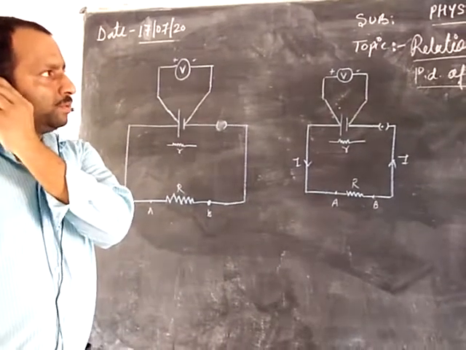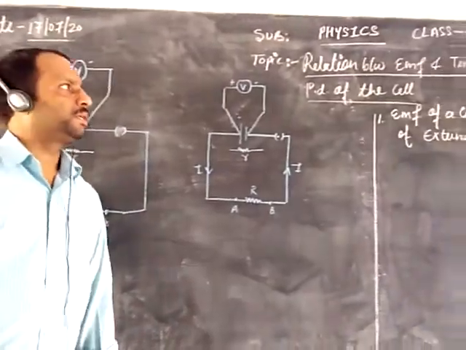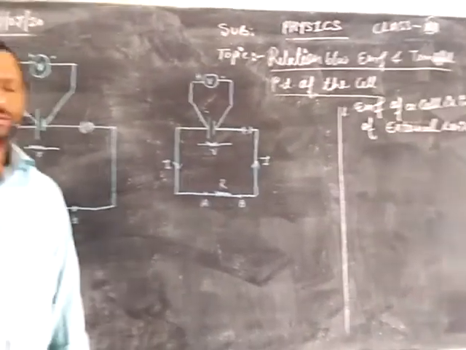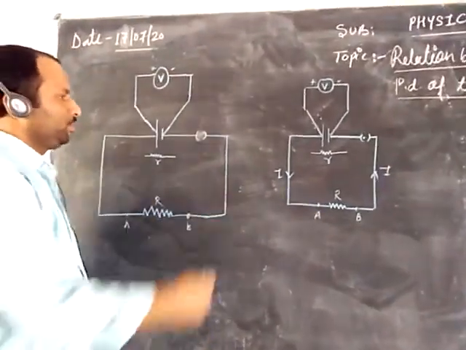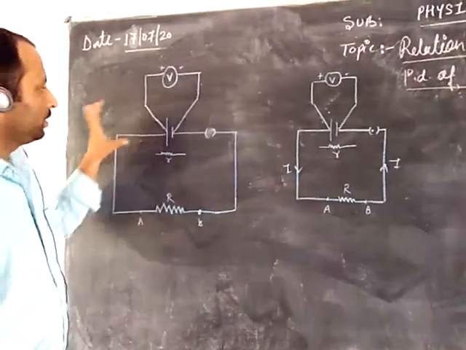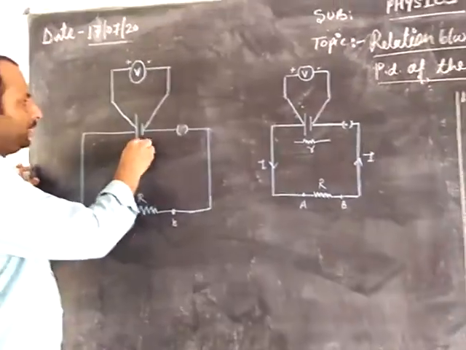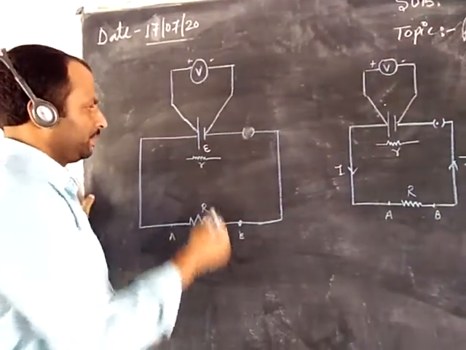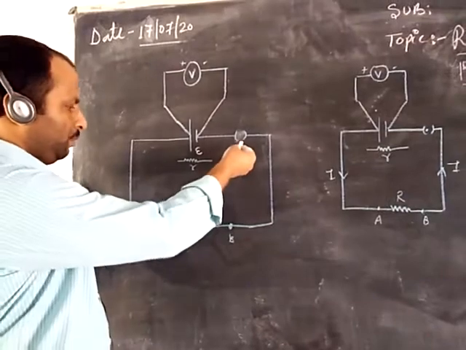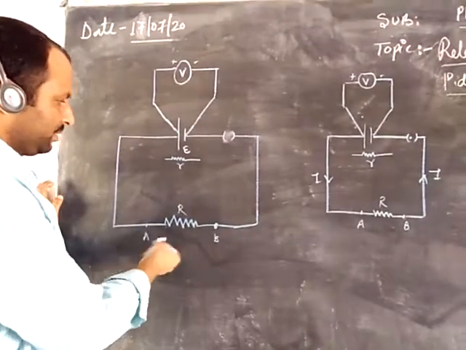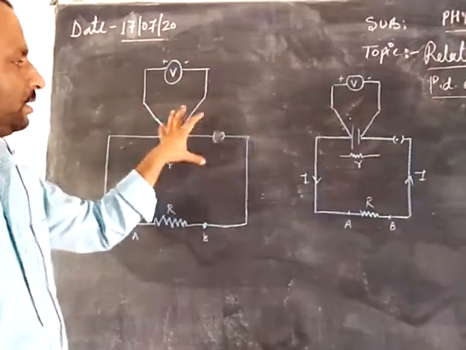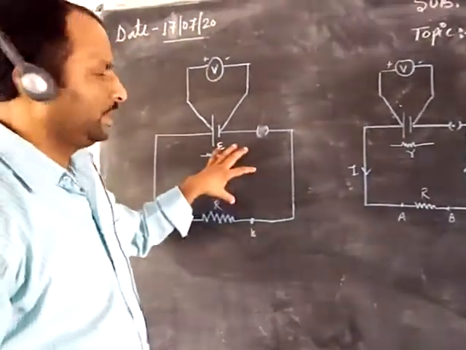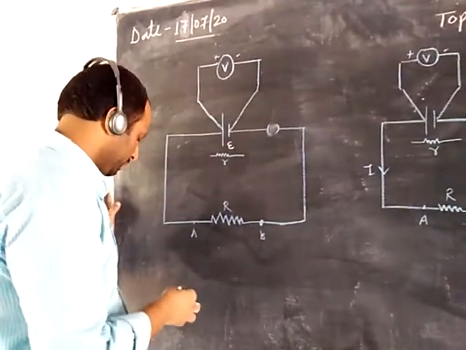Friends, now we will find out the relation between the EMF and the terminal potential difference of a cell. So let us consider two situations. This is the battery of EMF E connected with a voltmeter. This is the internal resistance of the cell, open switch, external resistance. And the same circuit is here, but here the circuit is closed. So here we will see the first situation.